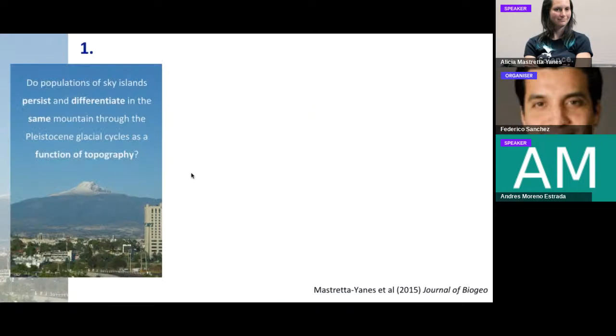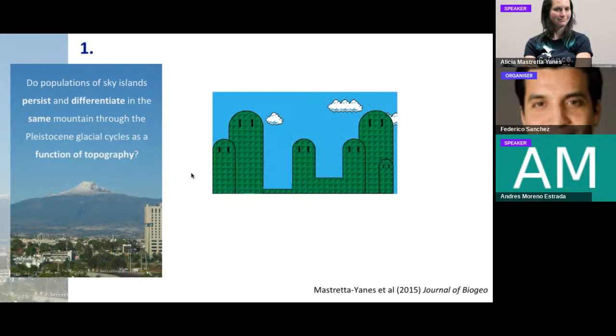So for the first question, let me explain it a bit better than what I did before. Imagine that you have a set of tropical mountains and a species like this flower that inhabits a particular altitude where there is a temperature that it is adapted to. But this is an interglacial, like today, when things are warmer.